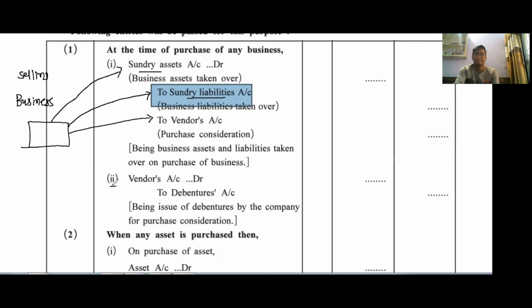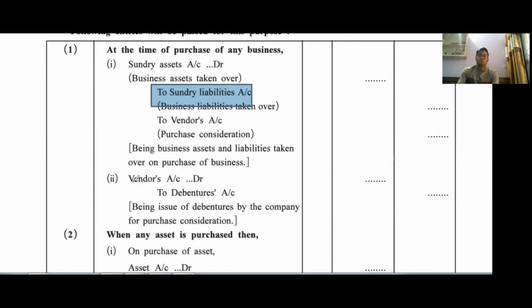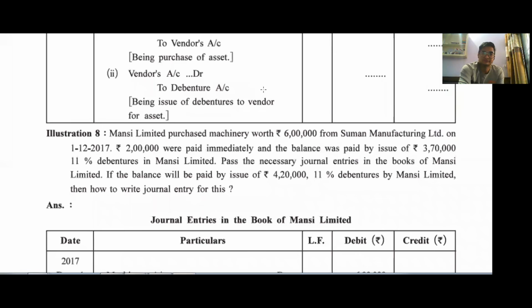Now in the second journal entry, seller account debit to debenture account. Got it? It means to this seller, to the vendor, we have paid with debentures, and debentures are issued not to raise our capital as a bank, but to raise our assets and liabilities. Got it? Next one.